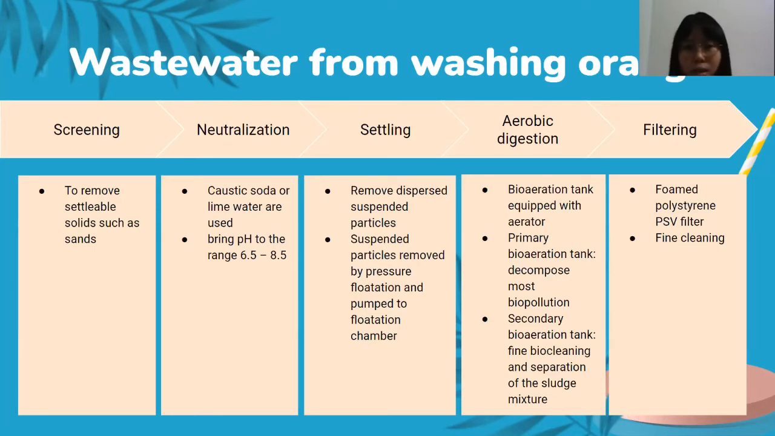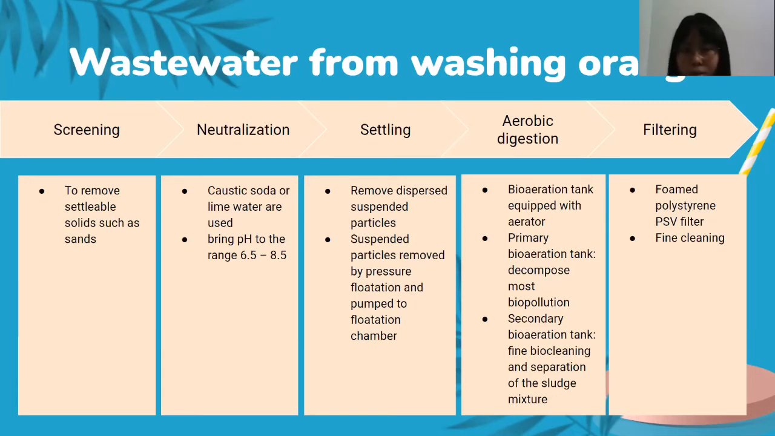Next, the wastewater will enter the aerobic digestion inside the bioaeration tank equipped with an aerator. The aerobic digestion can be divided into two, which are the primary bioaeration and the secondary bioaeration. In the primary bioaeration tank, most of the biopollution will be decomposed, while in the secondary bioaeration tank, the wastewater will undergo fine biocleaning and the sludge inside the wastewater will be separated.